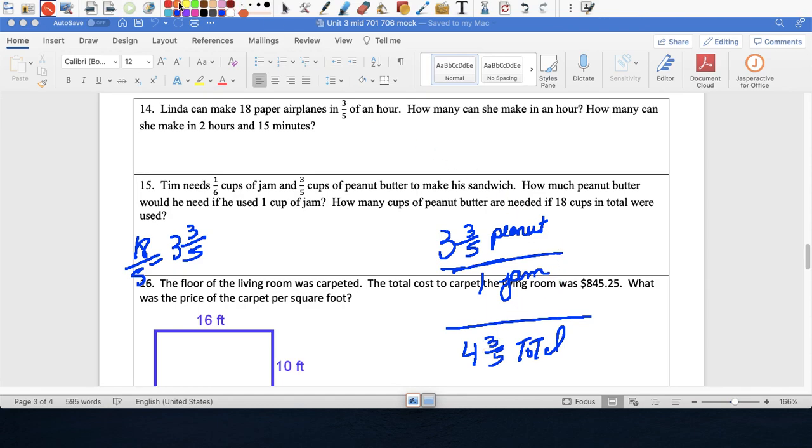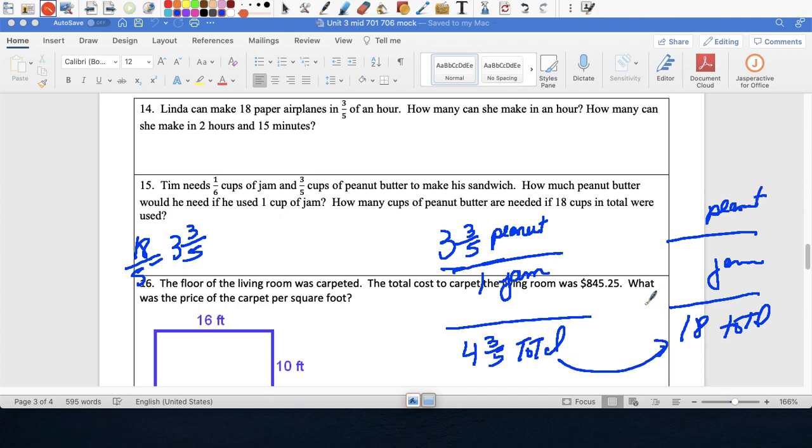But what if there's a large group of people coming and we use a total of 18 cups in total? How much of that was jam? How much of that was peanut butter? And that's our task. Well, how did that happen? Well, 4 3/5 times what is 18?